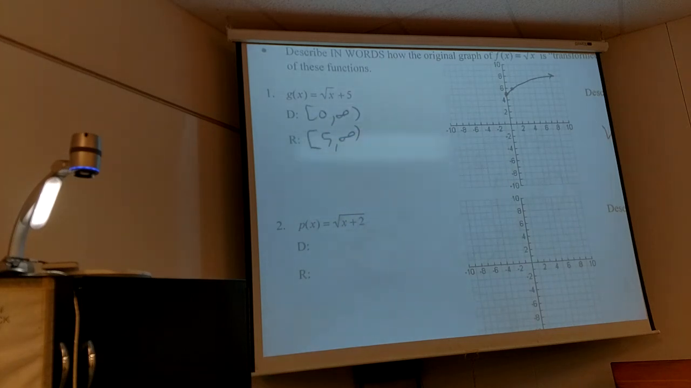Try number 2. And the big thing to notice there is the plus 2 is inside the root. We're going to see how that's different. It's not going to take it up 2. It's going to do something different. Hopefully everybody staring at me is done with this.